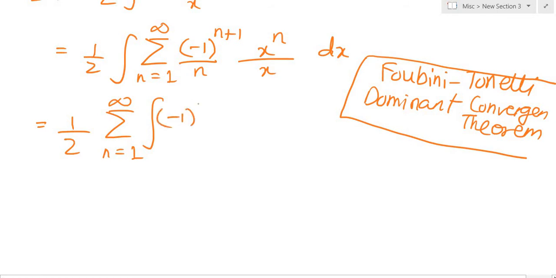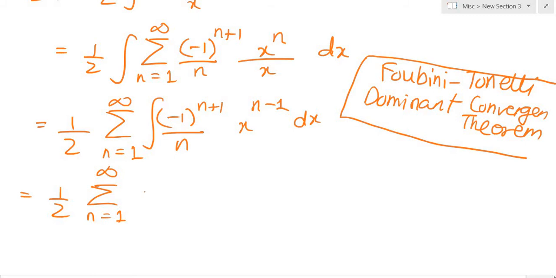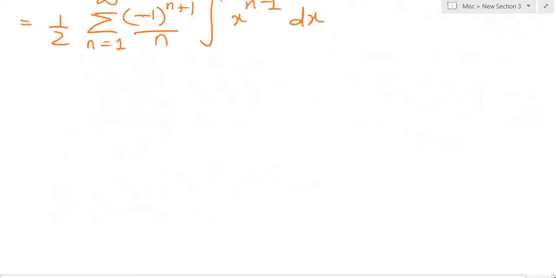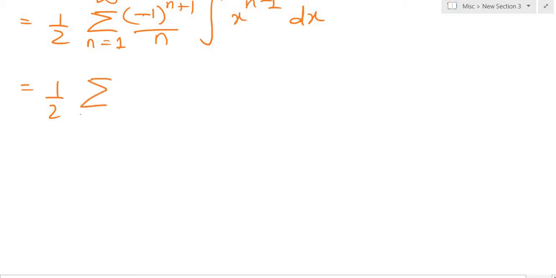So we have negative 1 to the n plus 1 power over n. Then this is nothing but x raised to n minus 1 dx. Everything else that does not depend on x can be taken outside the integral sign to yield minus 1 to the n plus 1 over n, and the integral x raised to n minus 1 dx. Let's go ahead and simplify the hell out of this thing.